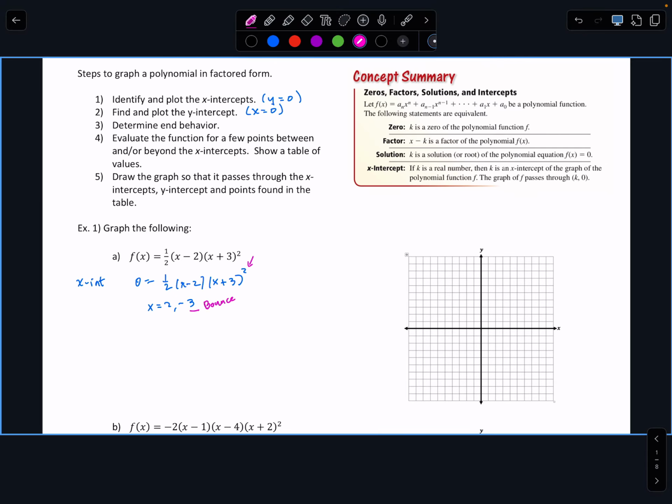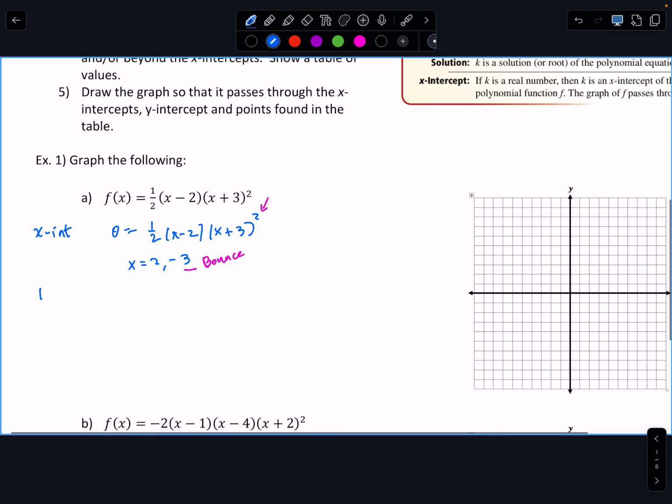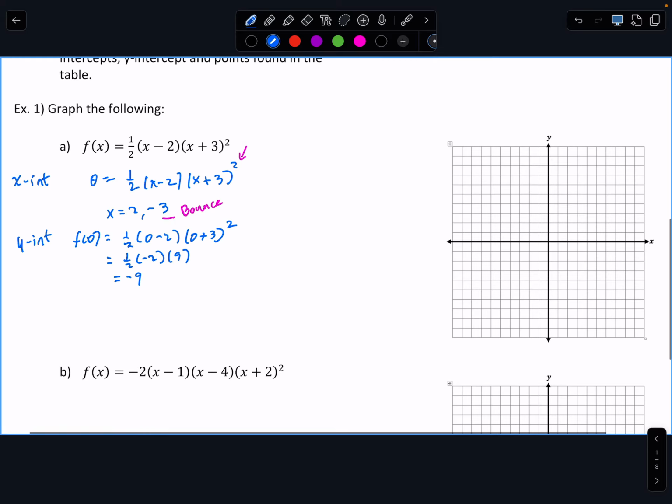Next, we need to find the y-intercept. And the y-intercept is when x is 0. You don't need to expand this, just put 0 in for x in the form that you have it, and work it out, and you get a -9. And then go to plot those. We've got an x-intercept of 2, we have an x-intercept of -3, and we have a y-intercept at -9.